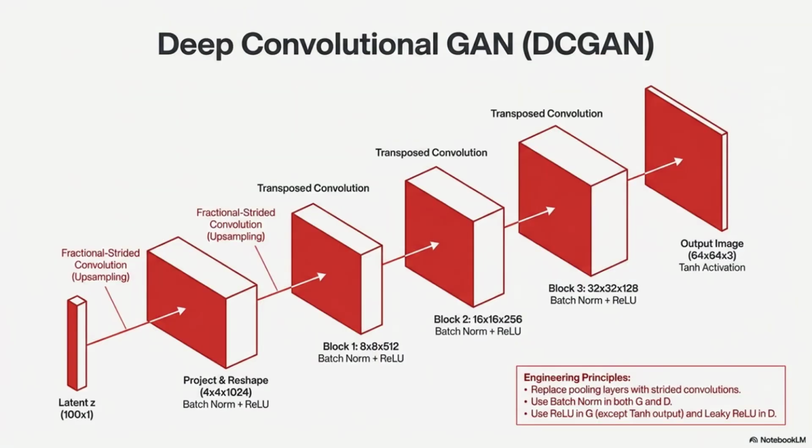And that brings us to a huge milestone, the Deep Convolutional GAN, or DCGAN. Now, this wasn't about some fancy new math. It was pure, brilliant engineering. It was a set of rules, a blueprint that just worked. It gave us a reliable playbook. Use transposed convolutions to make images bigger, ditch the old pooling layers, and use batch normalization everywhere to keep training stable. DCGAN basically became the standard, the reliable workhorse that almost everyone started using as their foundation.